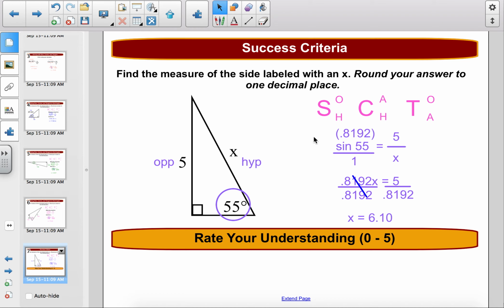All right, well that is my lesson today. I hope that makes sense, and continue through your packet on this solving for sides section. Good luck!